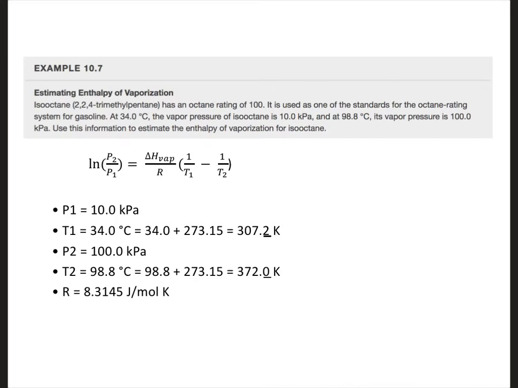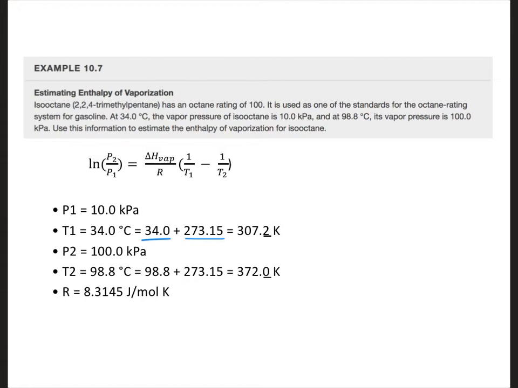So what do we know? We know P1 because I said that we started at 10 kilopascals. We know T1 because we started at 34 degrees Celsius. Our temperature needs to be in Kelvin. So we're going to add our degrees Celsius to 273, or if you're being specific, 273.15, and that converts your degrees Celsius into Kelvin. We also know the second time point.